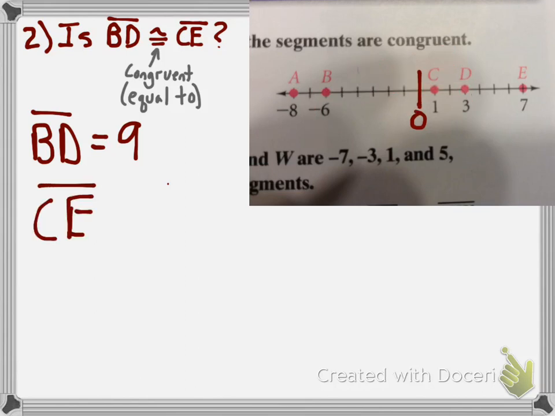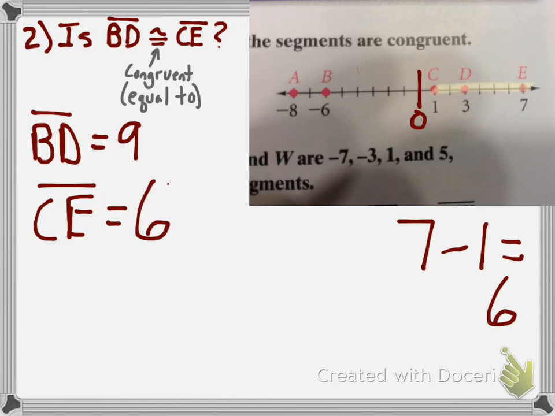Okay, so segment CE is equal to what? If we do just like we did last time, I'm going to trace from C to E. Well, this is just 1 to 7, so if we just do 7 minus 1, that will equal 6. So CE is 6. So if I ask you if these two segments are congruent, is 9 congruent to 6, or is 9 equal to 6, you would say no.